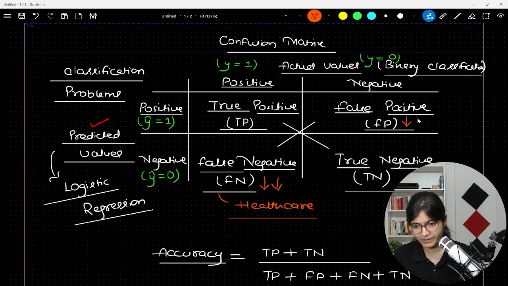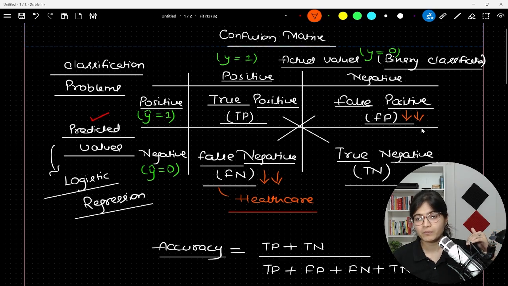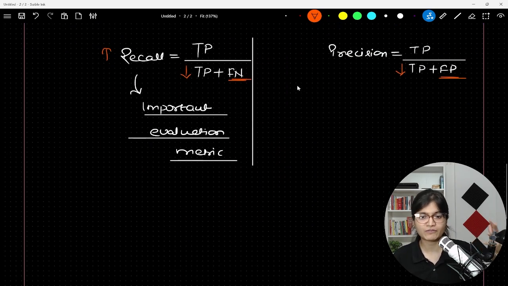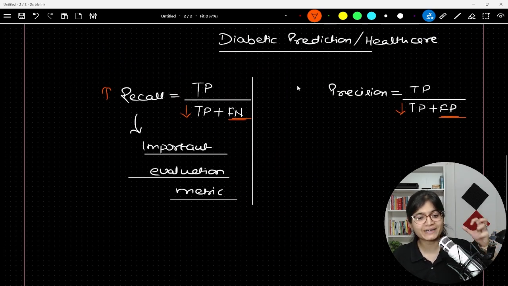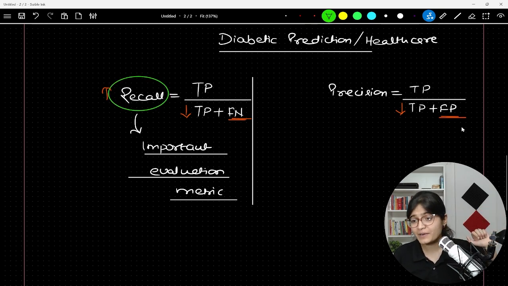Although, again, I am saying our major target is to reduce both of them, FP as well as FN. But specifically for healthcare, if someone asks you which particular evaluation metric you will choose as a priority, your answer will always be recall, because precision will take care of FP. You have to reduce the FP in order to increase the value of the precision. But specifically for healthcare, the good evaluation metric will be recall as compared to precision.